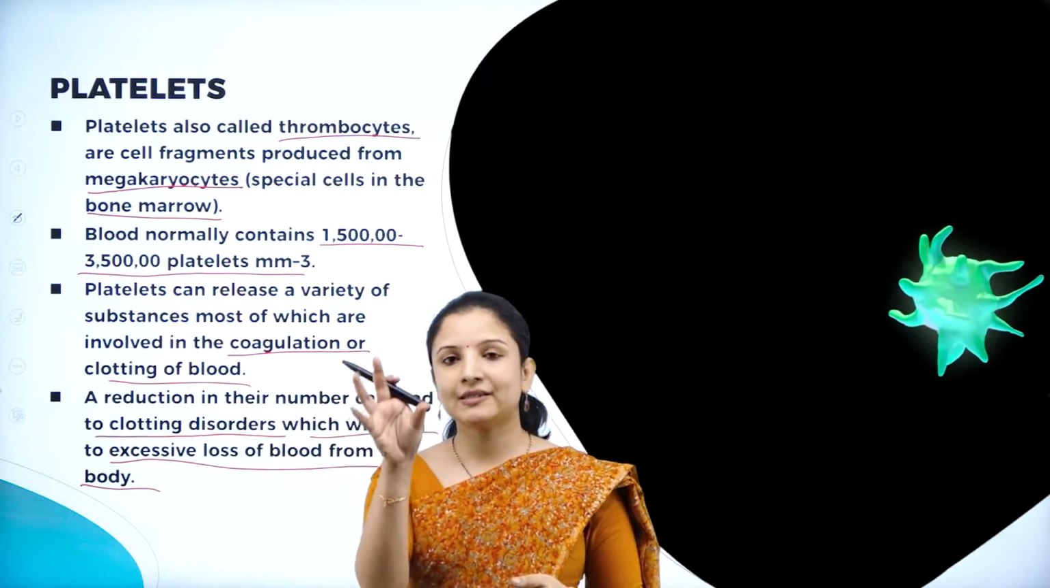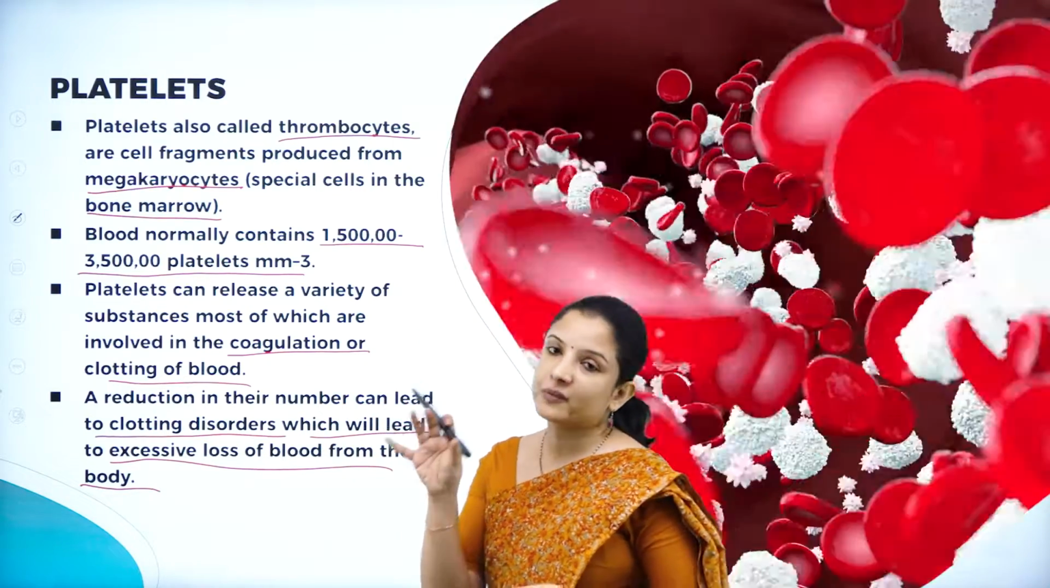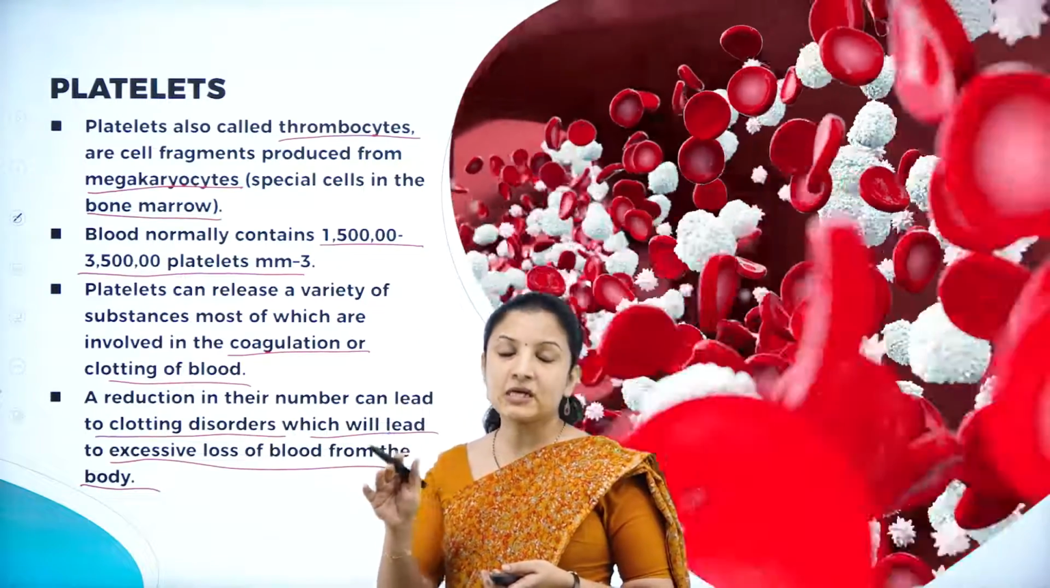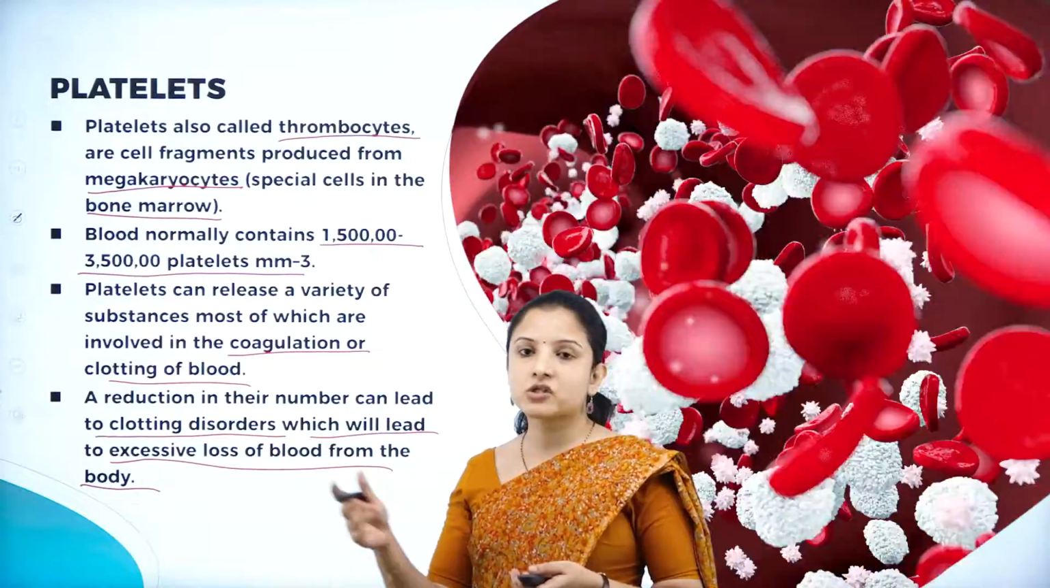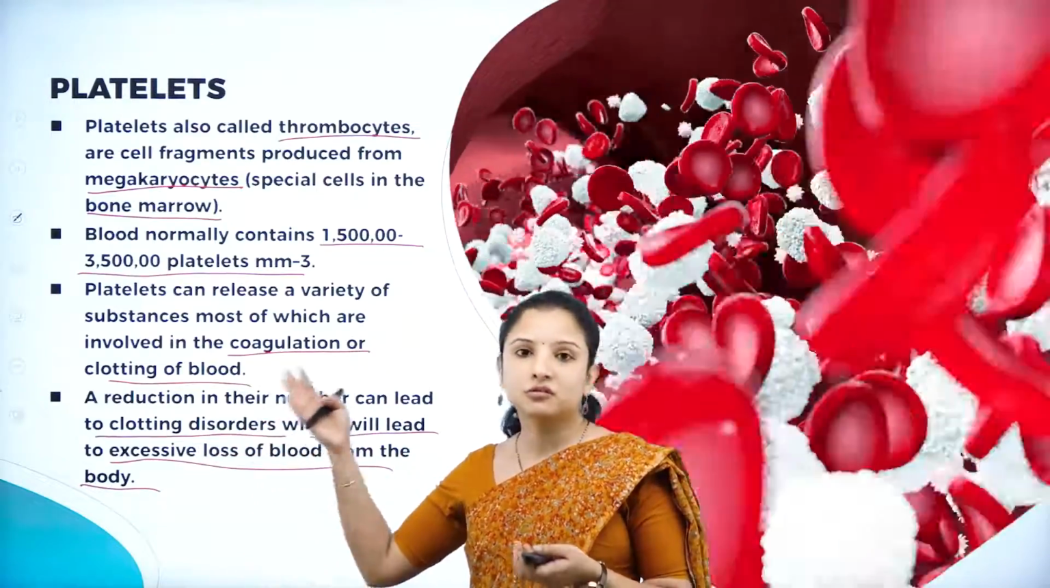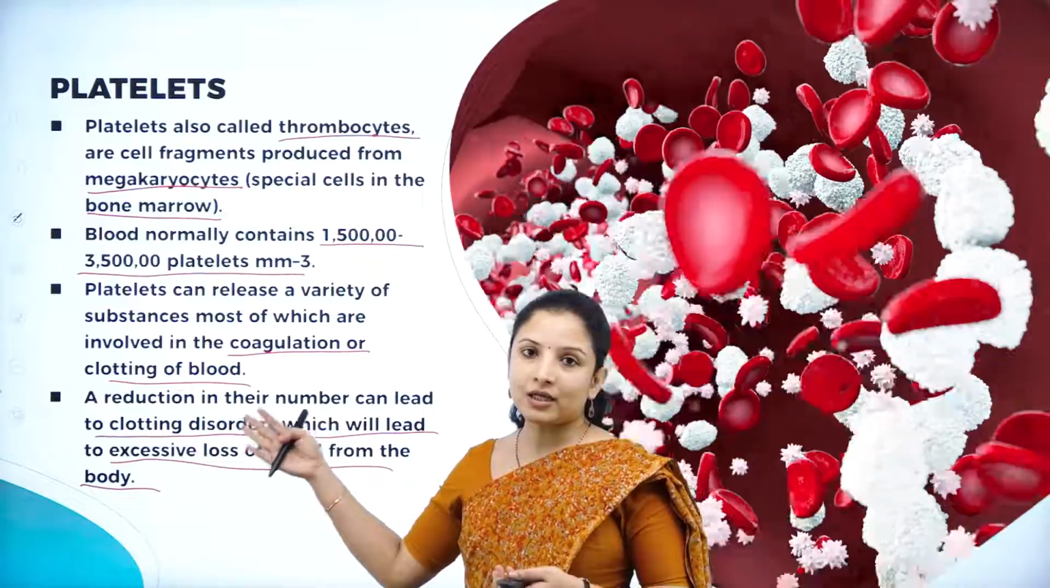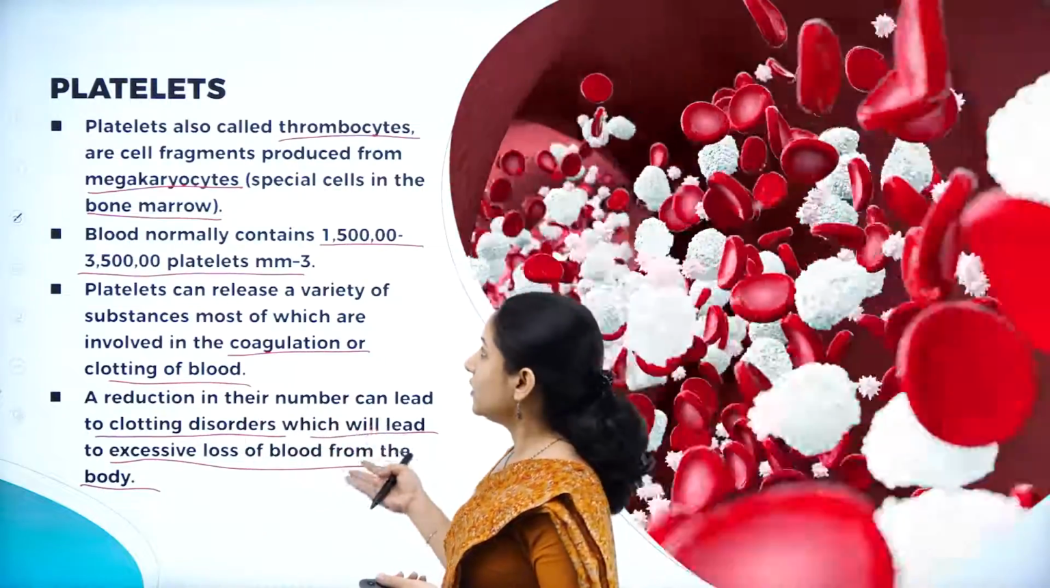There is a clinical range, that is, how much platelet has to be present in the blood. If it is below that clinical range, then the person is suffering from a clotting disorder. So this was about the platelets.